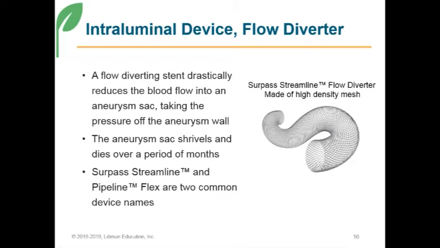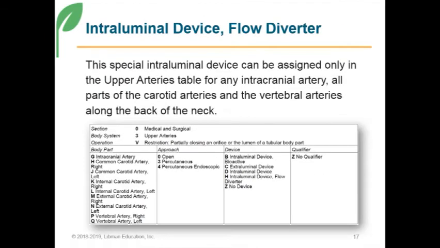So let's look and see how that shows up in the device value in the table. They are only concerned about the use of this device in certain vessels. They put this in upper arteries, and they only put it in a row that contains the intracranial artery, all of the parts of the carotid arteries, and the vertebral arteries that go up the back of the neck to feed the back part of the head.